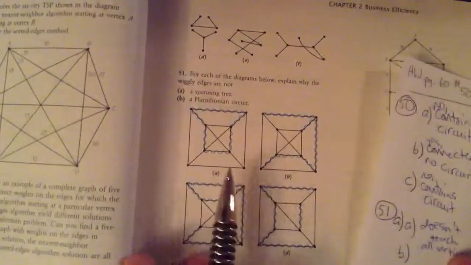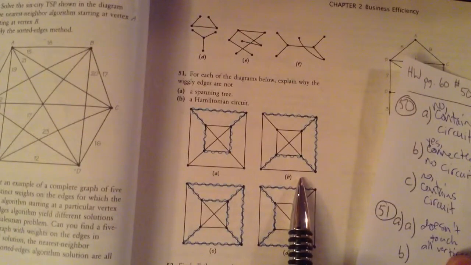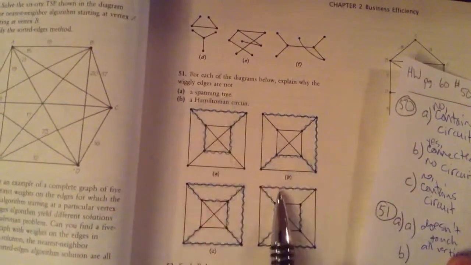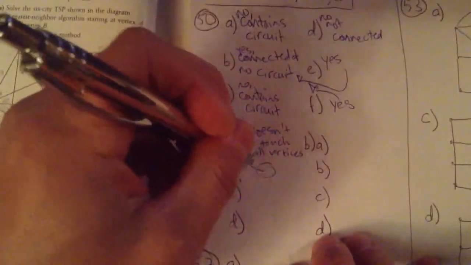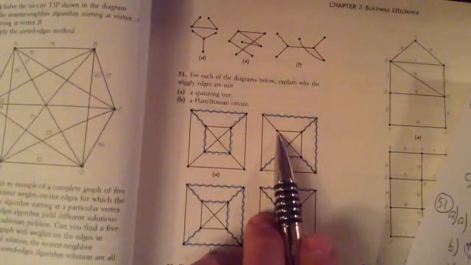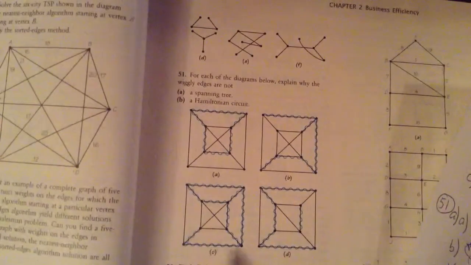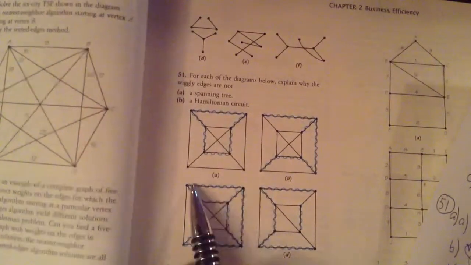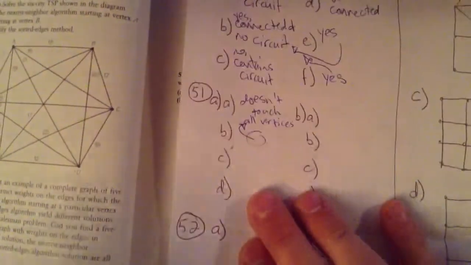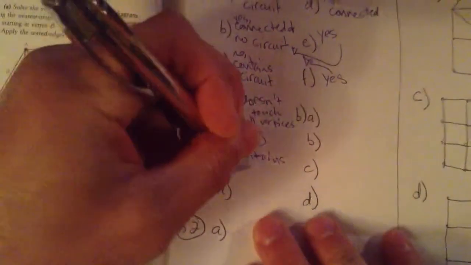Good. Part B, why is this not a spanning tree? Oh, again, it doesn't touch every vertex. So B would be the same as A. It doesn't touch that vertex right there. C, this does touch all vertices, but right here it contains a circuit. So not a tree, can't be a spanning tree. Contains a circuit.